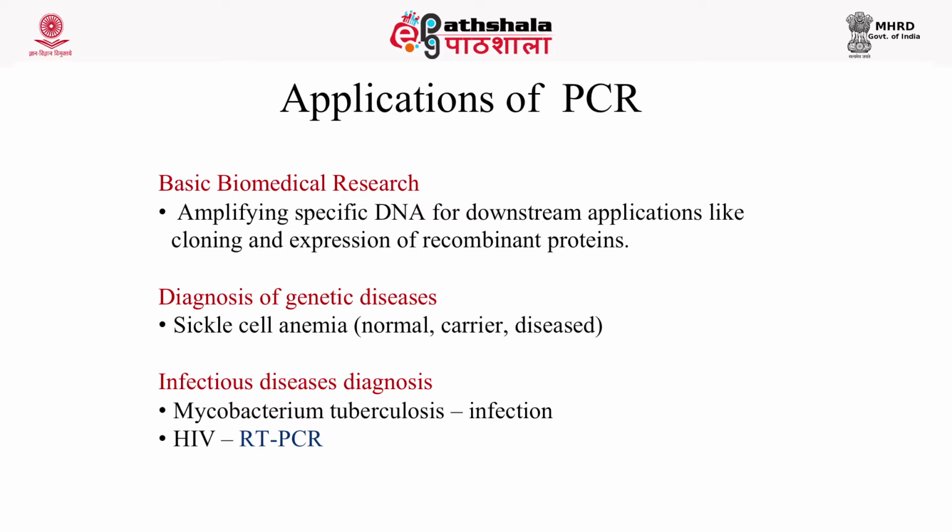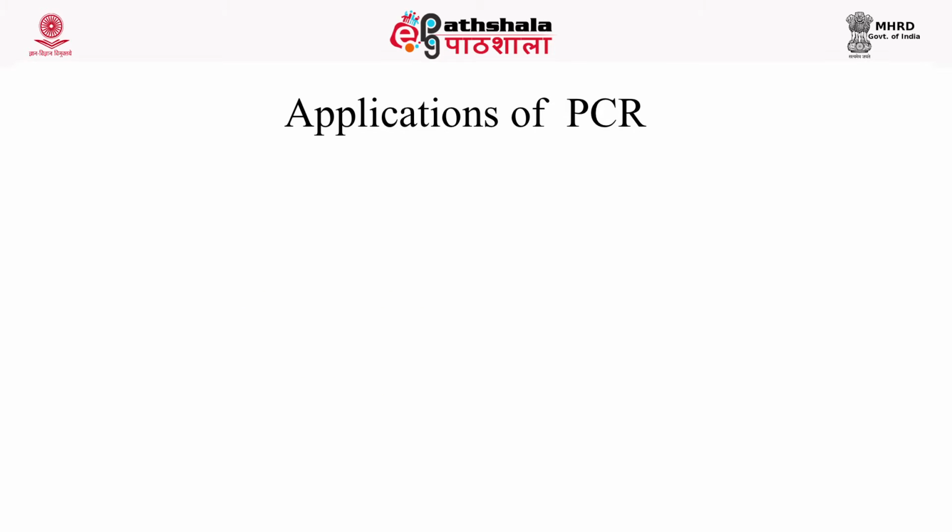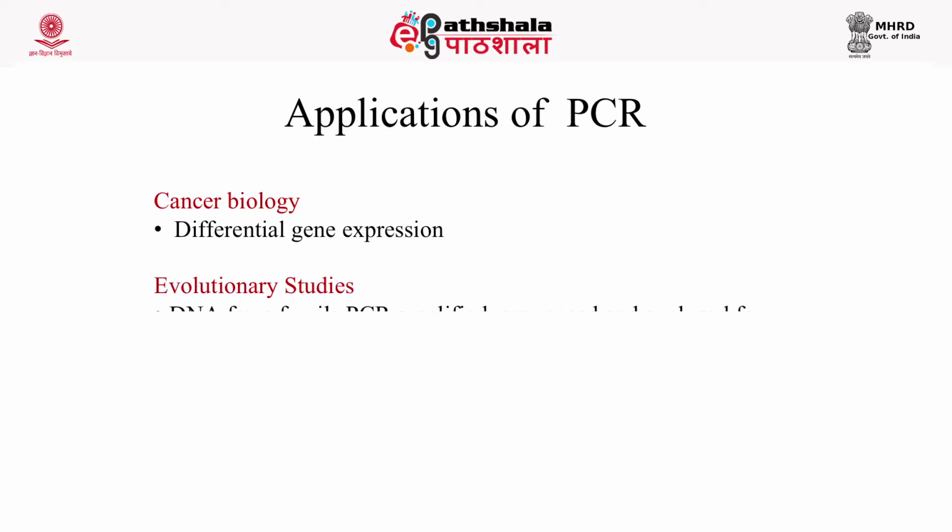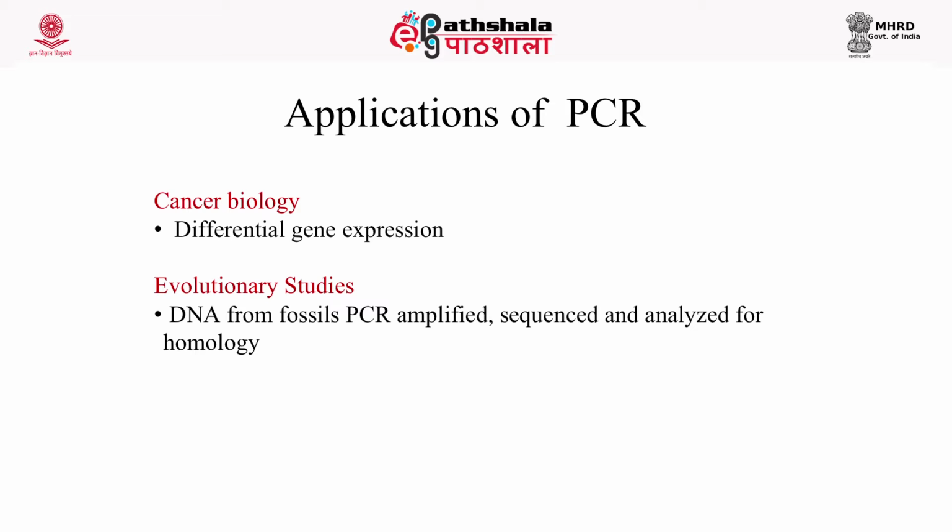PCR is also a very useful technique for infectious biology. Disease diagnosis for infections such as Mycobacterium tuberculosis or HIV infection can be done using PCR. PCR is useful for cancer biology experiments as well, wherein the differential gene expression can be measured using this technique. DNA from fossils can also be analyzed for evolutionary studies using PCR technique. Finally, PCR is very useful for forensic sciences, wherein techniques like DNA fingerprinting have been developed. Also, PCR and DNA fingerprinting are very useful for addressing paternity disputes.